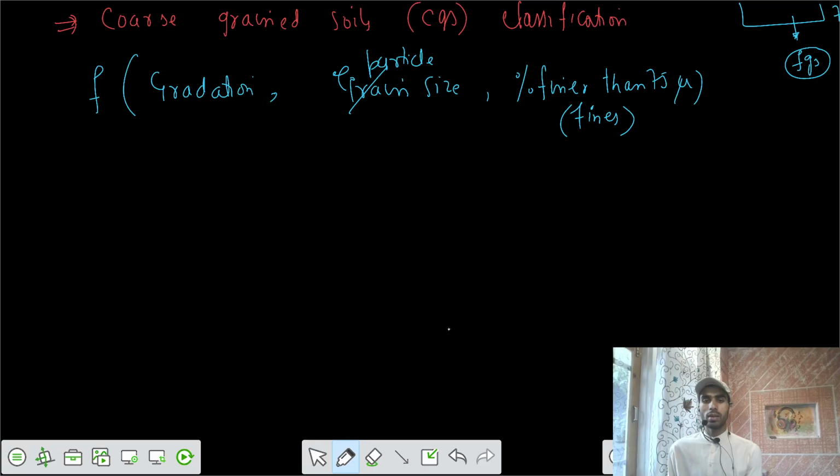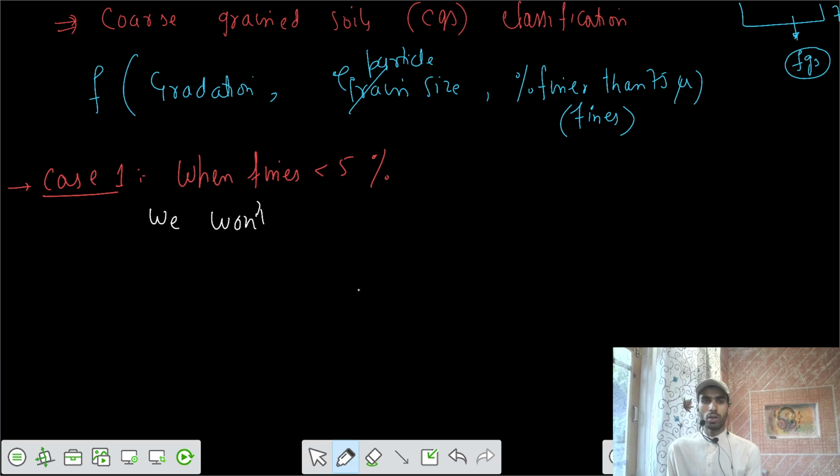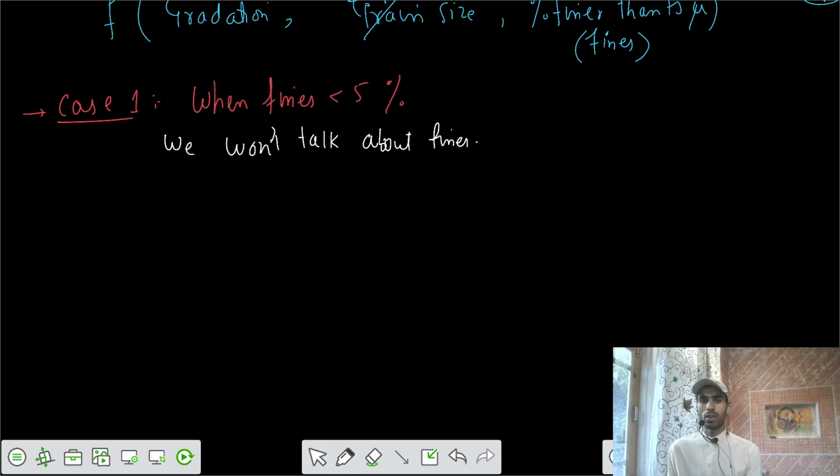Case number one says that if your fines are less than 5%, if the number of particles finer than 75 micron is only 5% of the total particles, then this is your case number one. Here we won't talk about that 5%. We won't talk about fines now in the classification. Let's see how we classify the soil here.